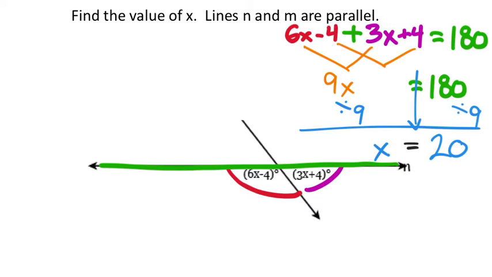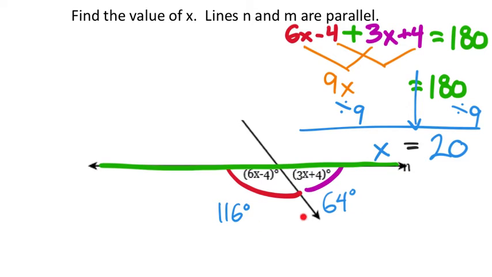That should be good. Okay, well, what do we get out of these angles if I replace x with 20? I'll start with the 6x minus 4. So I'm going to replace this x here with 20. 6 times 20 is 120. Then minus 4 makes this 116 degrees. Now the purple angle is not going to be exactly the same as 116 degrees. What it should be is supplementary with this 116, meaning if I add the two together, I should get 180 degrees. Well, 3 times 20 is 60, plus 4 would be 64. So this angle here should be 64 degrees.